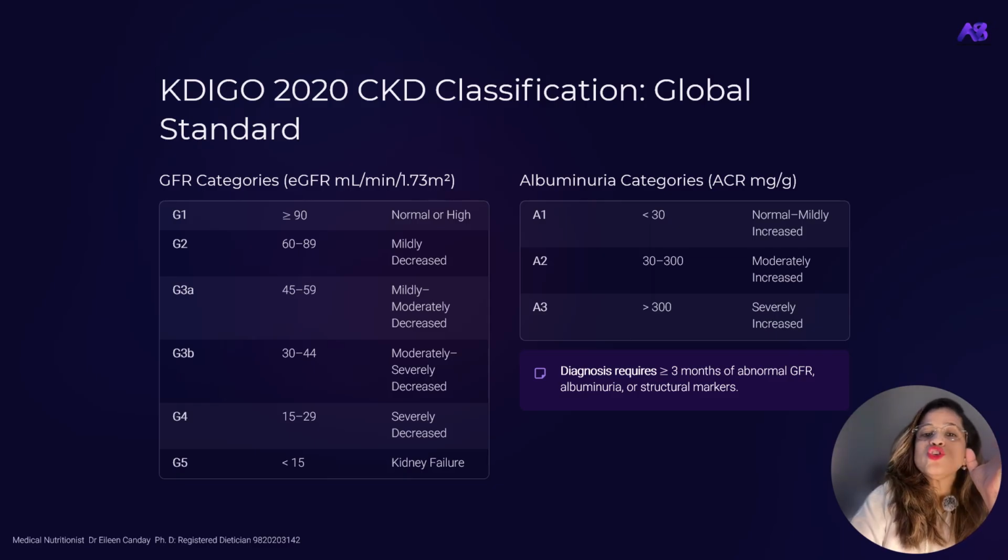Now, these ensure that we identify persistent kidney diseases, not acute changes. So, this is the dual classification system. What do you mean by dual classification system? It means on one side you're looking at the GFR, but you're not only looking at the GFR, you're also looking at the albuminuria, which provides more nuance in risk management than doing a GFR alone.